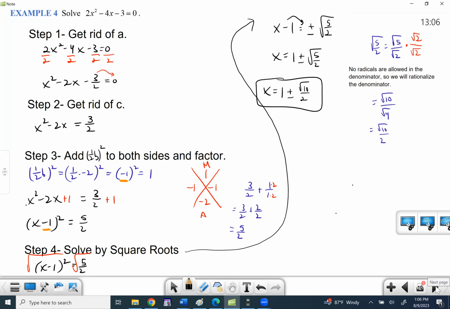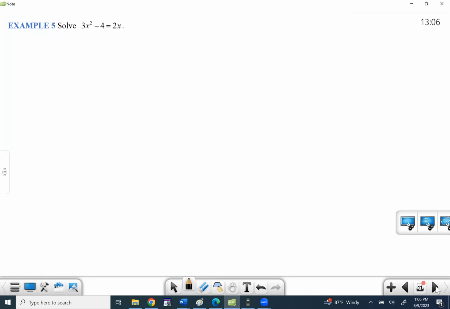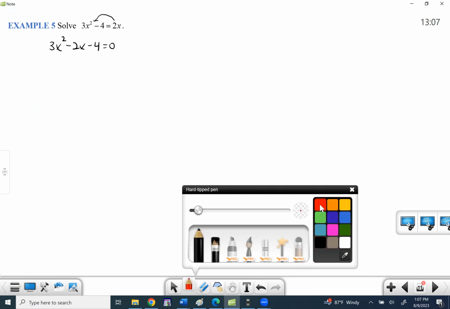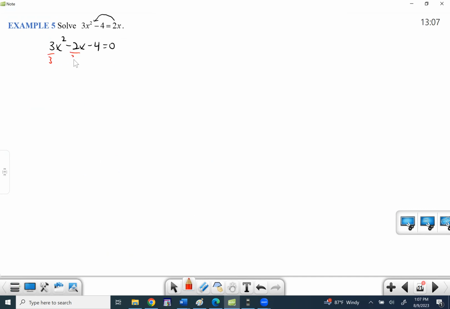Okay, that was a tough one. Each one gets progressively tougher. So I'm not going to write out the steps, we'll just verbally say them. Okay, now we do need to get everybody on one side first before we start. This one's kind of out of order. So let's get them into the proper order before we even start the steps, right? Okay, so we're going to get rid of A. That means, hopefully you said, divide by 3. Next step, get rid of C.